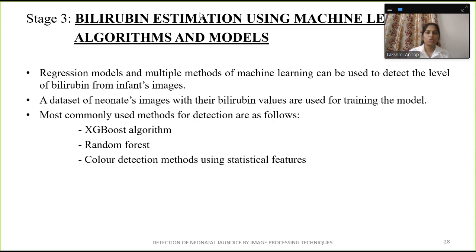Next stage is bilirubin estimation using machine learning algorithms and models. Regression models and multiple methods of machine learning can be used to detect the level of bilirubin from infants' images. A dataset of neonates' images with their bilirubin values is used for training the model. Most commonly used methods for detection are the XGBoost algorithm, random forest, and color detection methods using statistical features which utilize the KNN algorithm.